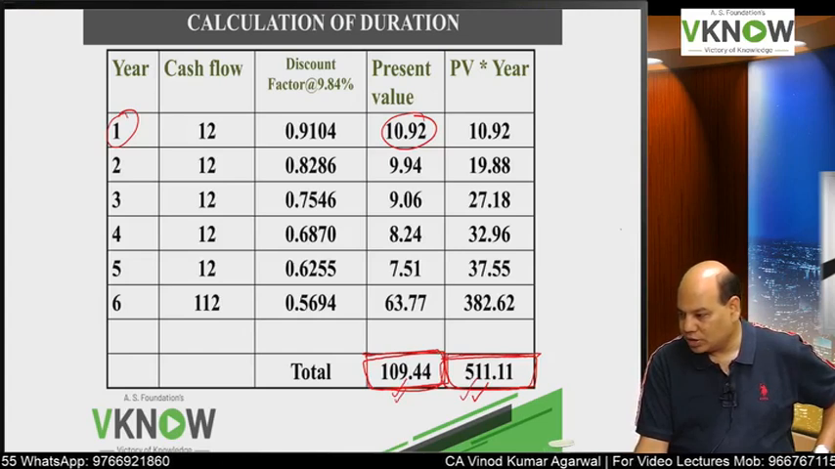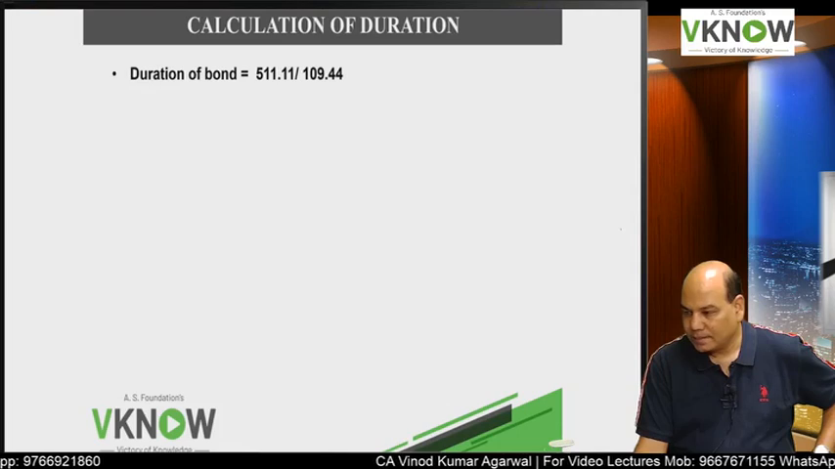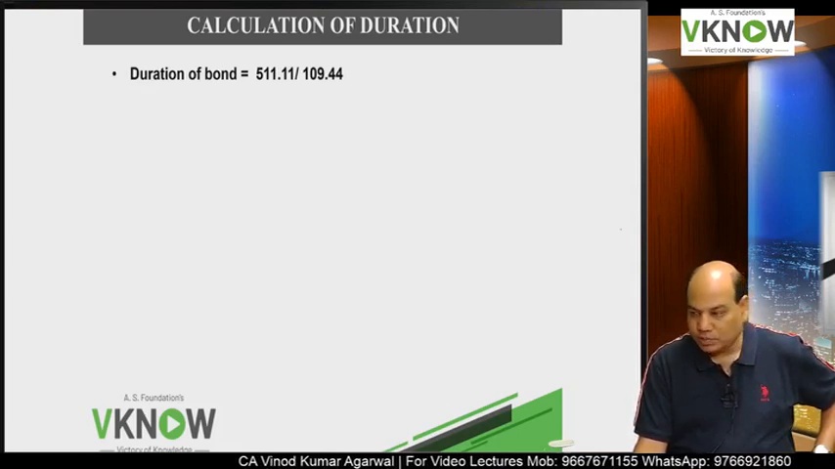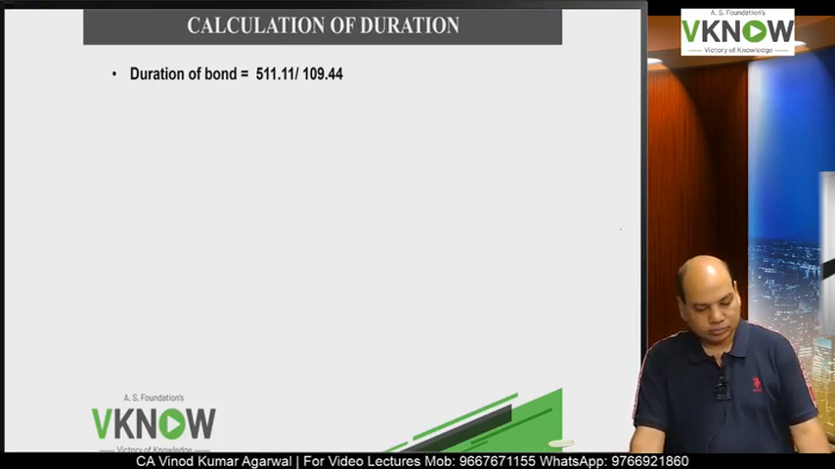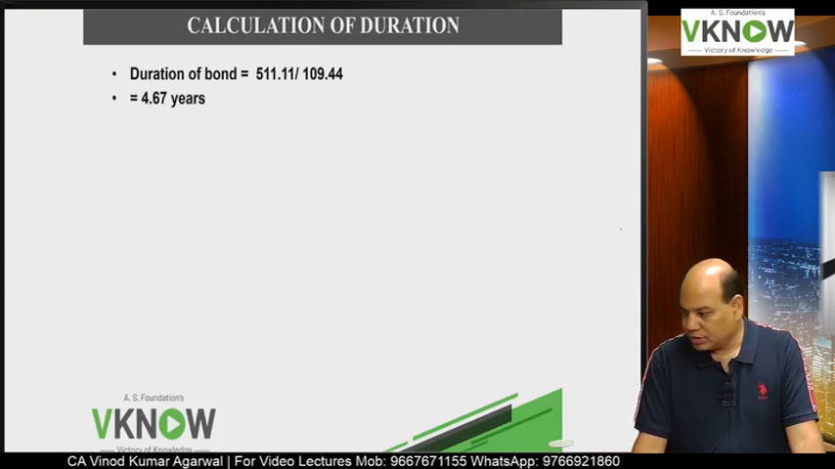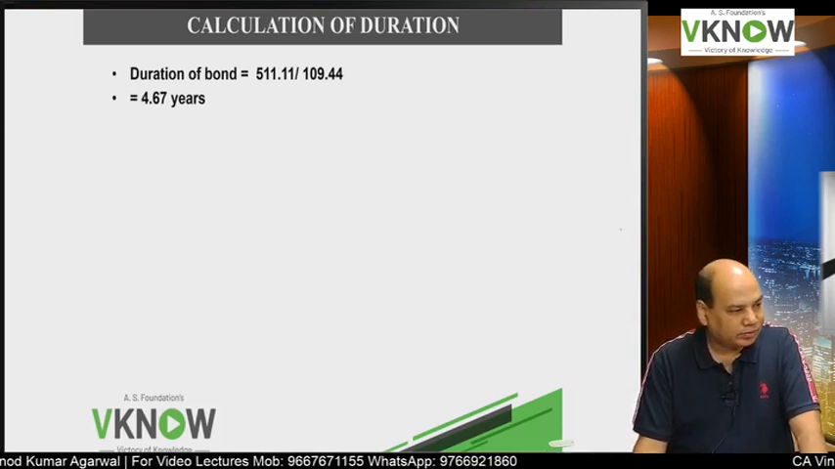Approximately you should get the same answer, and below that write down duration of the bond. Duration of the bond is equal to total of the last column 511.11 divided by total of present value 109.44. So what is the answer? Come on fast. 4.67 year. Is it right?